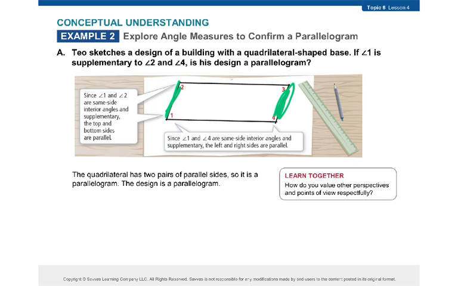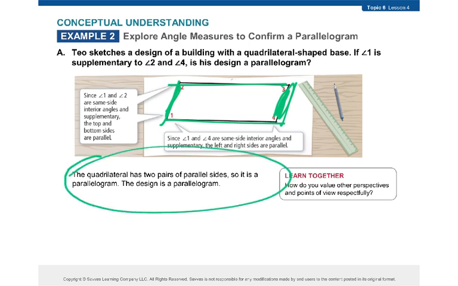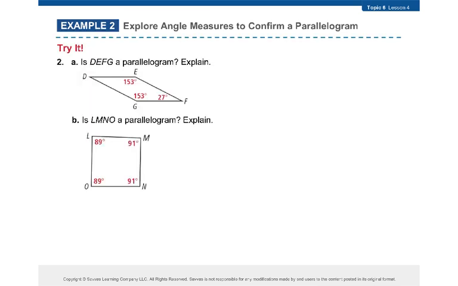So the top and the bottom are parallel. Both pairs of sides are parallel. Therefore, the quadrilateral has two pairs of parallel sides. So it is a parallelogram. The design is a parallelogram. And now let's continue the example 2.